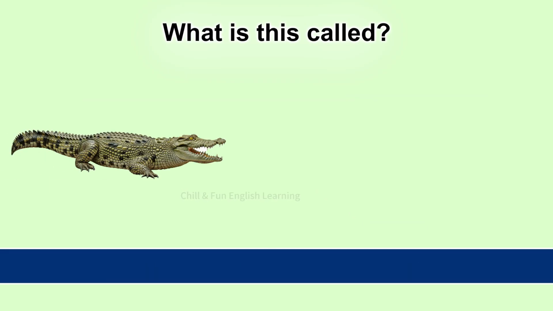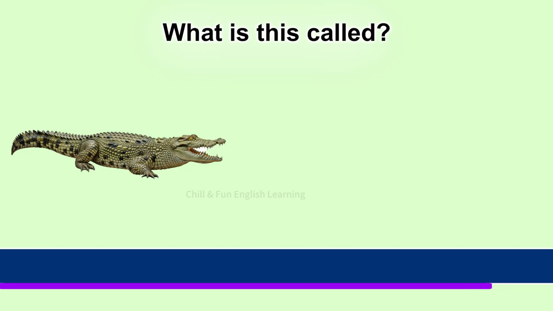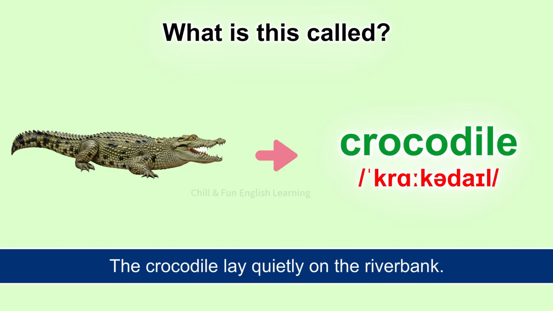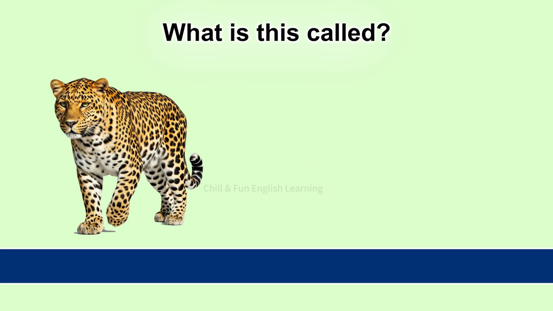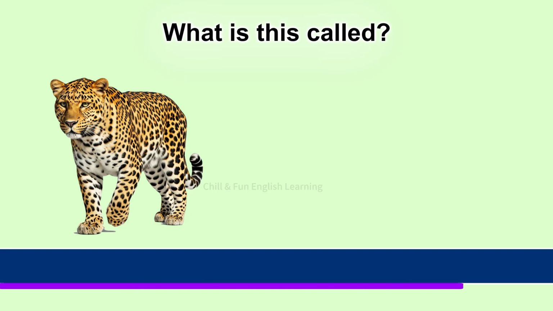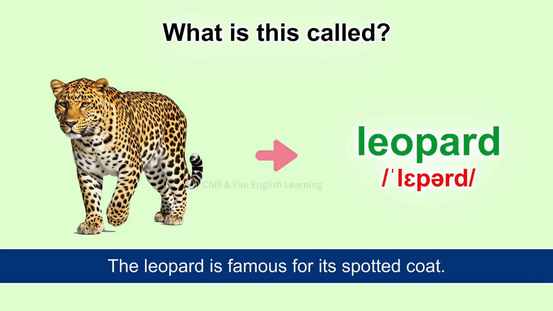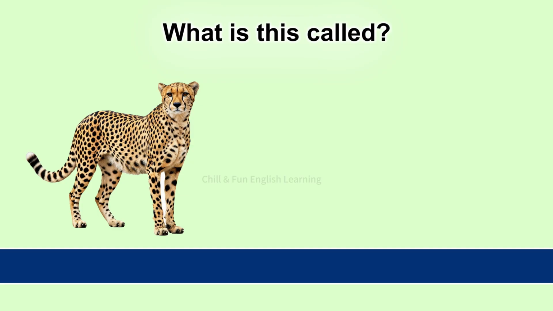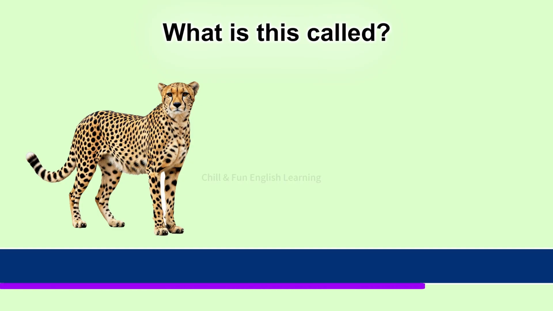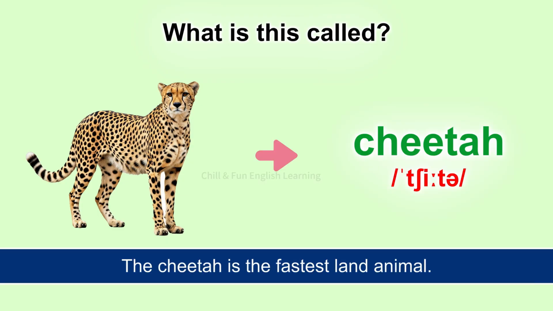What is this called in English? Crocodile. For example, the crocodile lay quietly on the riverbank. What is this called in English? Leopard. For example, the leopard is famous for its spotted coat. What is this called in English? Cheetah. For example, the cheetah is the fastest land animal.